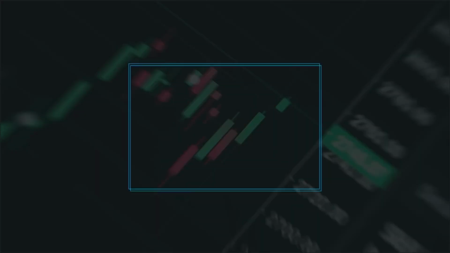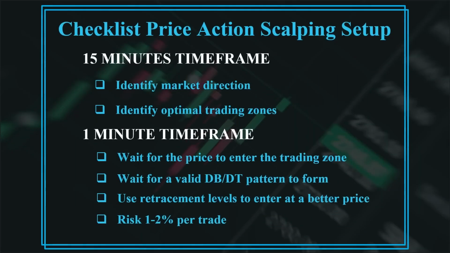Now, this is the checklist for this specific price action trading setup. You could use this checklist every time you're about to place a trade with a demo or real account to stay committed to the rules.